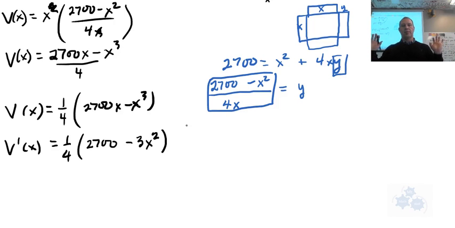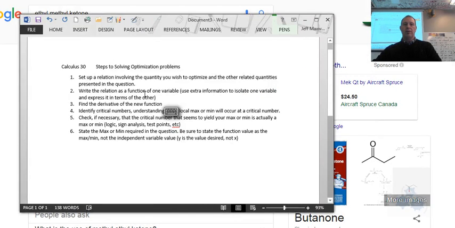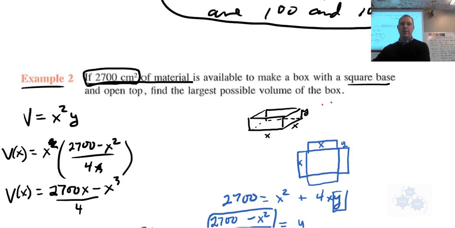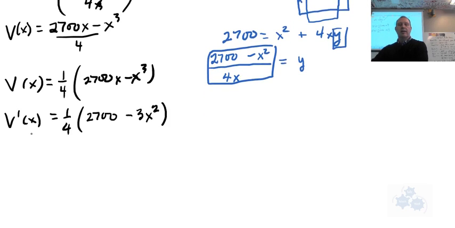Now, you can just leave it like that for now, because we've taken the derivative, and what we want to do now is what? What's the next step? Okay: relation, function, find the derivative, identify critical numbers right here. Understand that a local max or min, that's what we're trying to do. We're trying to find an optimal solution here. It's going to happen at a critical number. So the question actually asked us to find the largest possible volume. So we're going to maximize the volume. We want to find x, basically. Find the x that gives us a maximum. So we'll let this equal 0.